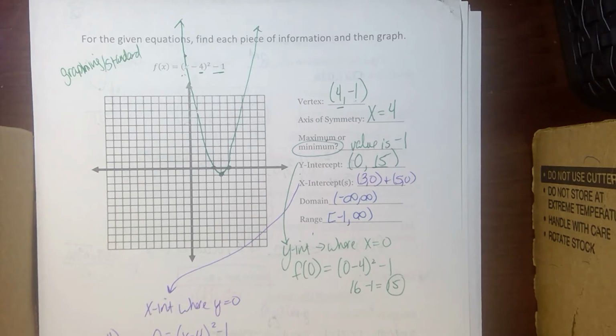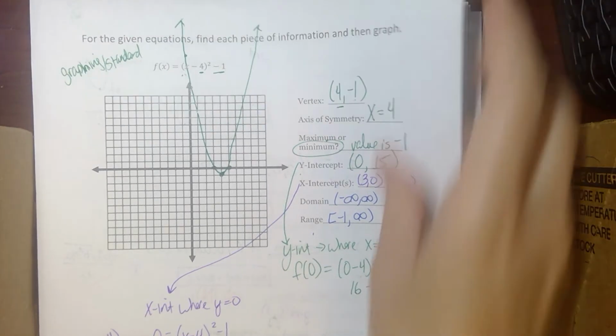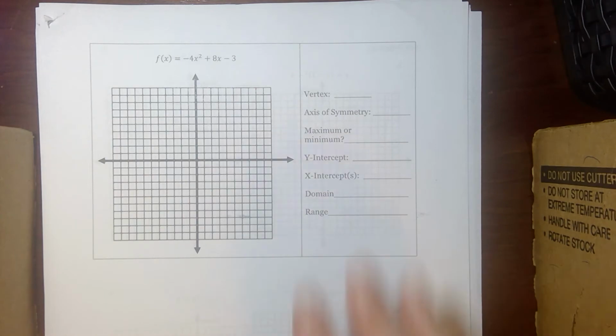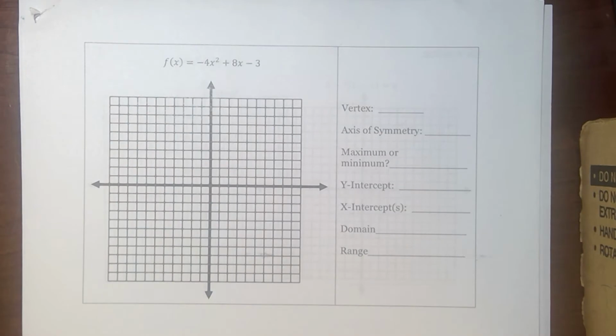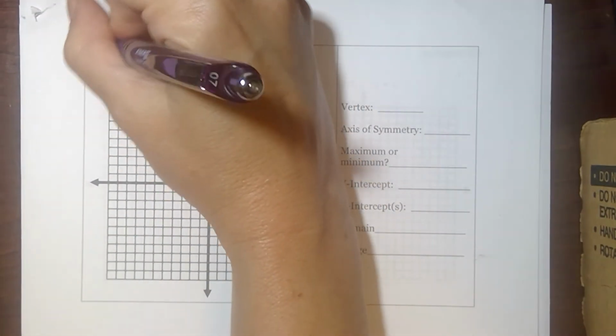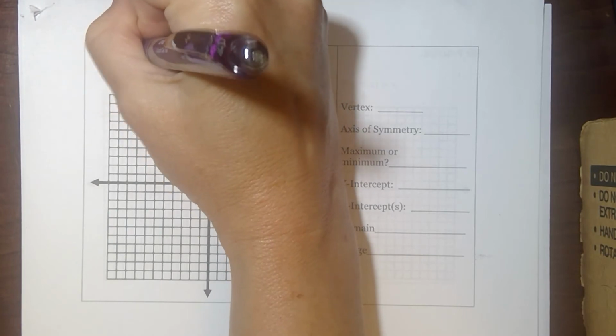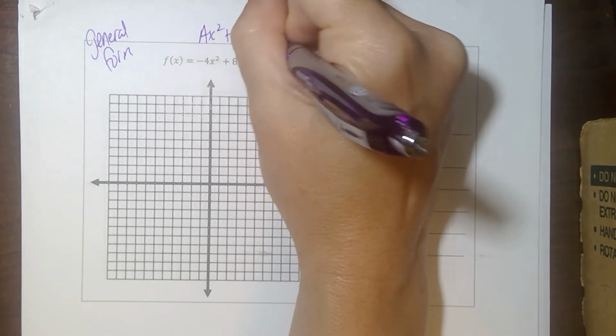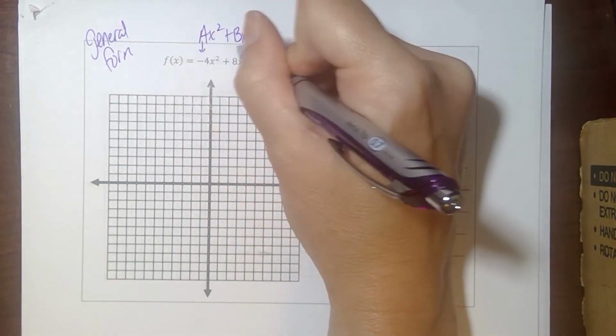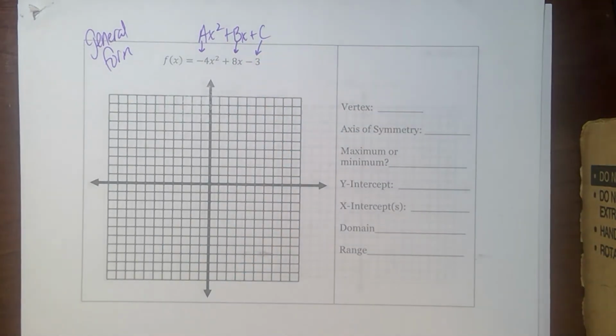Okay, let's do another example together. This time, my function is not presented in my standard graphing form, but in general form. I've got the general form of my quadratic equation, ax squared plus bx plus c. So I have a value for a, a value for b, and a value for c. And I'm going to use those values to help me find the vertex.